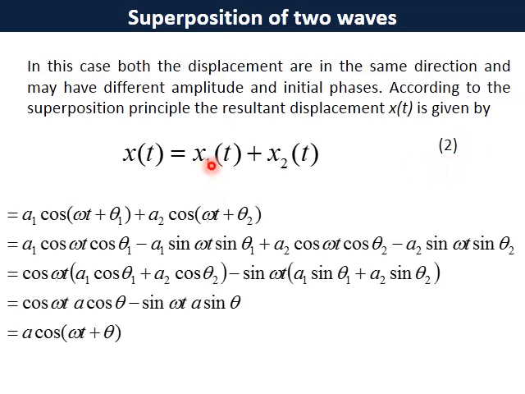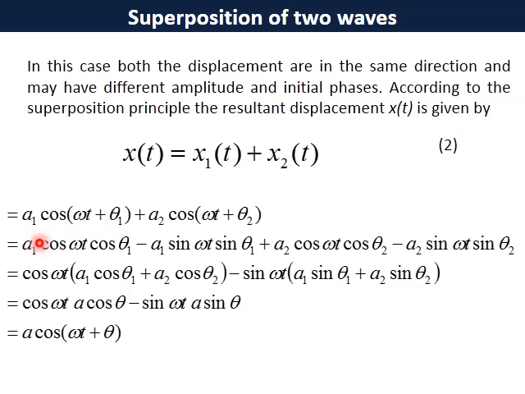Now we put the value of x1(t), that is a1 cos(omega t + theta 1), plus a2 cos(omega t + theta 2). Fine. We have put both the values of x1(t) plus x2(t). Now we know that cos(a + b) is cos a cos b minus sin a sin b. This is a very frequently used trigonometrical relation.